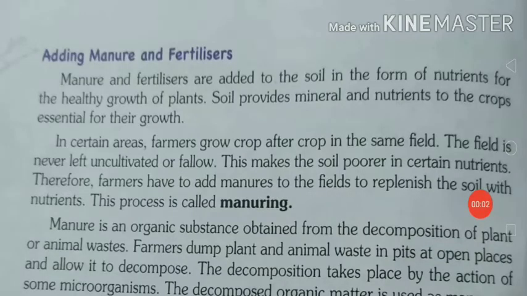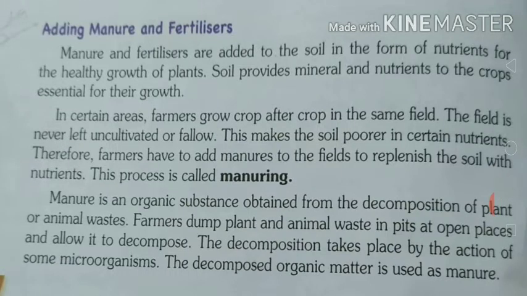Let's start our today's science class. We have already started our chapter number 1, that is crop production and management. In our last video, we had started basic practices of crop production and we learned about preparation of soil and sowing seed. In this video, we are going to start the next basic practices of crop production, that is adding manure and fertilizers. So let's start.